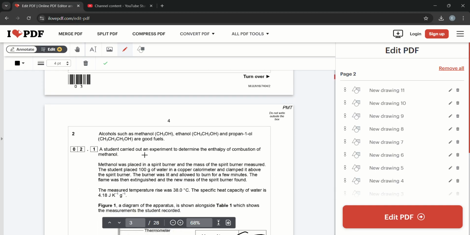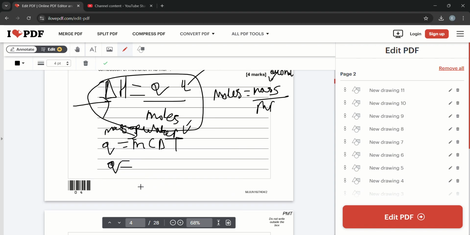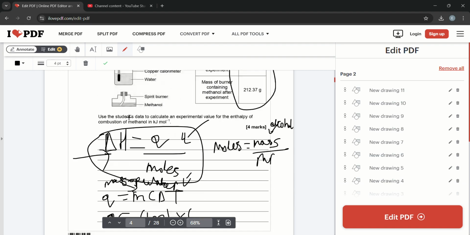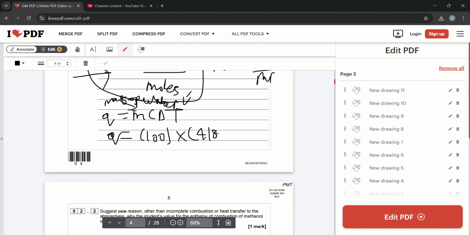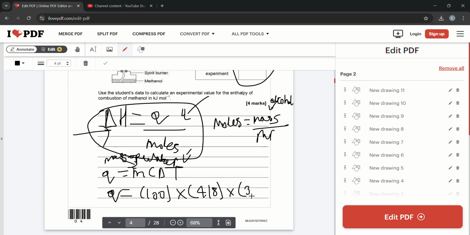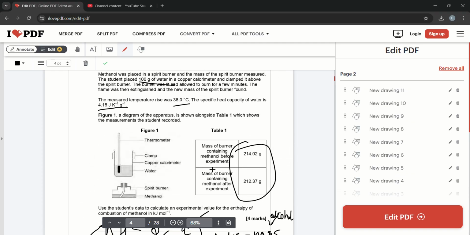So Q is going to be the mass of water, which is 100 grams of water. So 100 times by C, which is given in the question. C, specific heat capacity, 4.18. Times by the temperature change, 38 degrees Celsius, 38. Now, I feel like a lot of students would add 273. You're not supposed to do that. Temperature change, temperature rise, temperature change, it doesn't matter if it's in degrees or Kelvin. You're not supposed to convert it. You have to keep it like that.